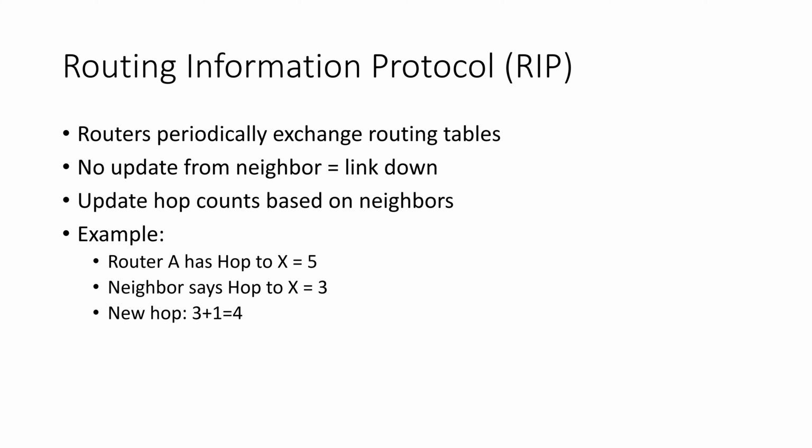When a router receives an update table from a neighbor, it checks the distance values. For example, if router A thinks the distance to network X is 5 hops and a neighbor says, "Hey, for me it's only 3 hops," router A will update its table to reflect the new value of 3 plus 1 equals 4 hops. This process happens continuously, keeping each router's view of the network up to date as long as the network isn't too big.